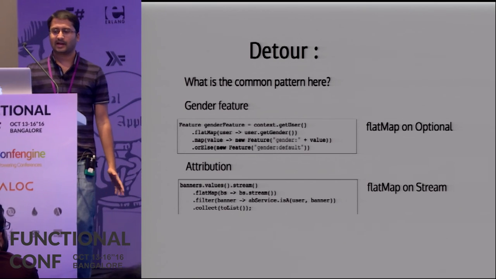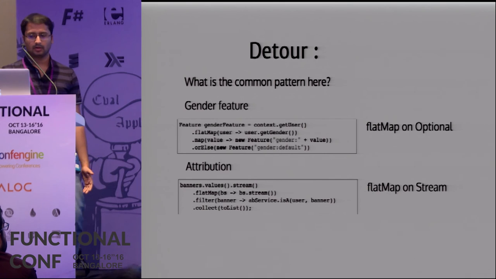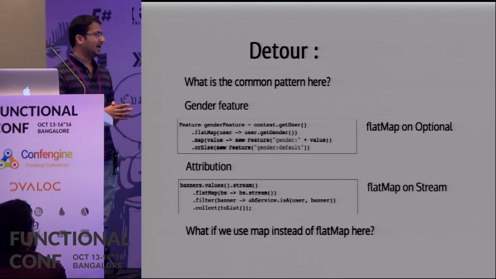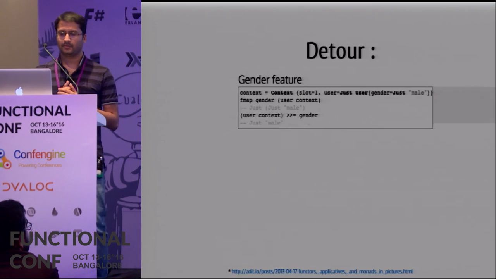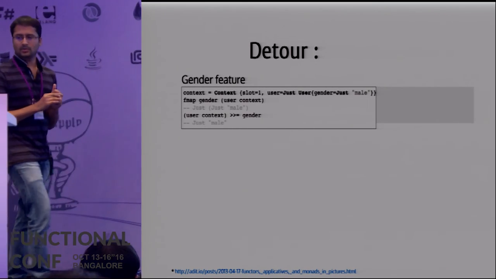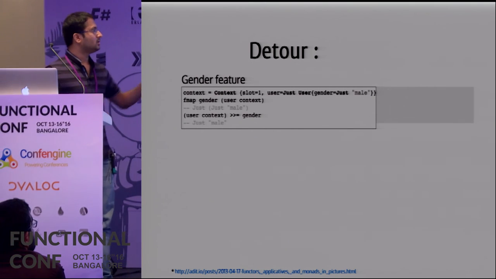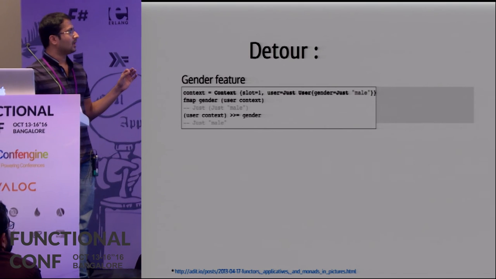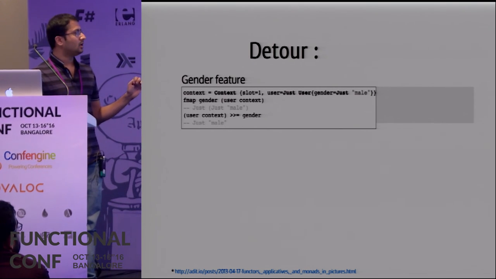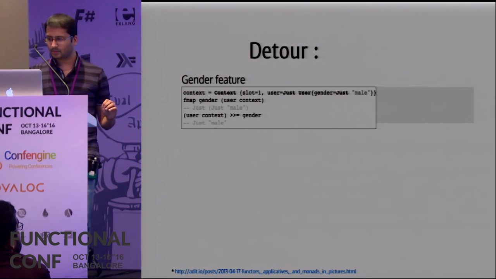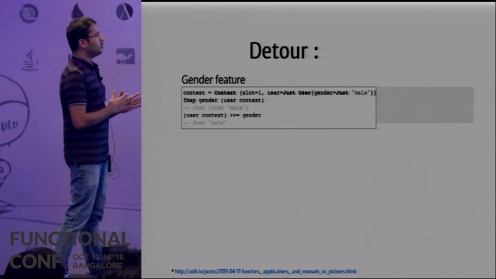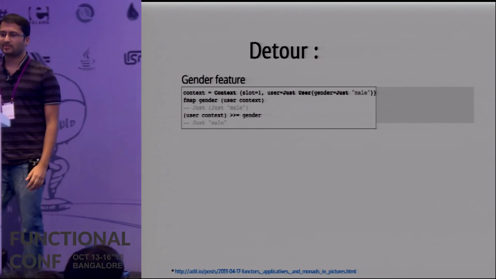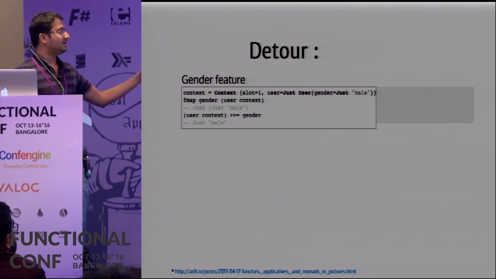So is there any similarity between the flat map that we do on optional and the flat map that we do on streams here? What if we try to use a map instead of flat map here? The problem is, if you try to replace that flat map with a map, it won't even type check. Let's see why. This is the same code in Haskell. What you're seeing here is a request. The user object is a maybe user. The gender object is also a maybe gender. User is a function that takes a request and returns a maybe user. Gender is a function that takes a user and returns a maybe gender. Let's say you want to find out the gender of a maybe user. If you use fmap on it, it is going to return a maybe maybe gender. Whereas if you use this magic function right here, it is going to return the gender wrapped only once.